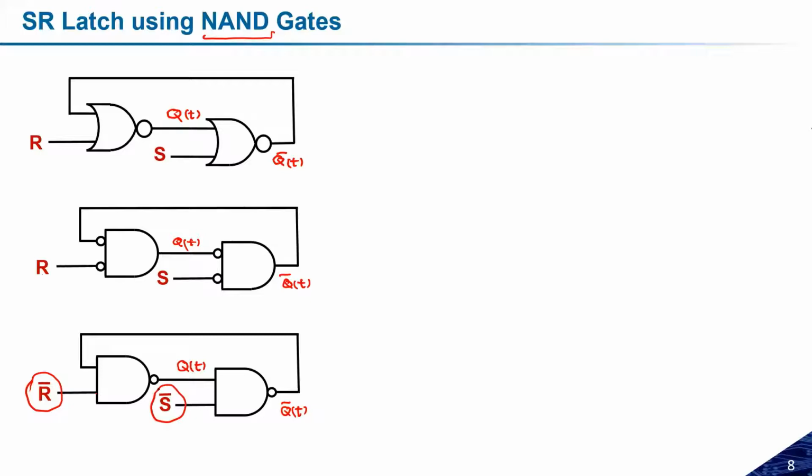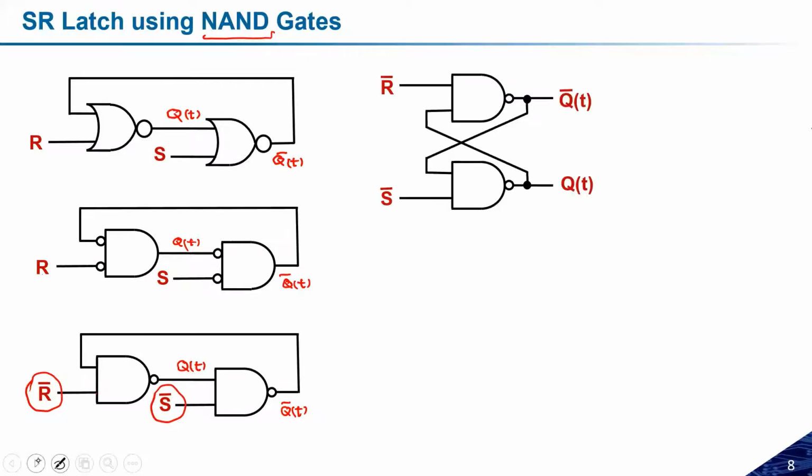So this is what we have done. The resultant circuit will look like this one. This will be the final circuit. After twisting here and there, this design has been made in a different way, and this is nothing but R bar, S bar, and so on.